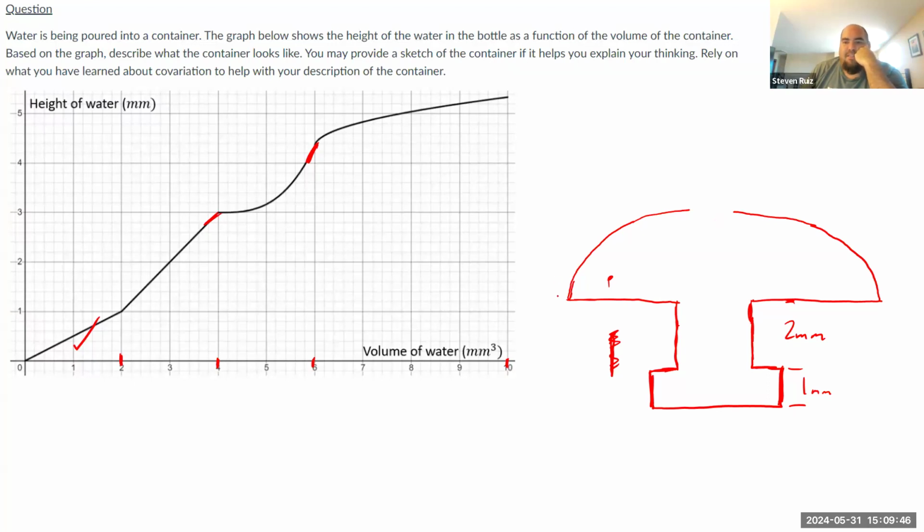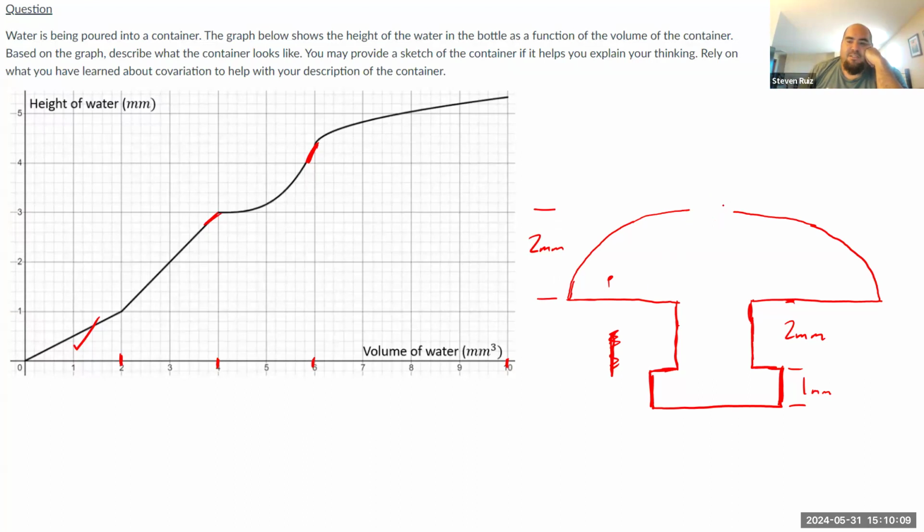So what was the difference in height there? I don't know how good of a job I'm doing staying scaled, but that's okay. Another 2 millimeters of height there. Now, I think that's the first three sections. What happens with the next section? Looks like that rate of change is going to start decreasing again. So what does that mean?